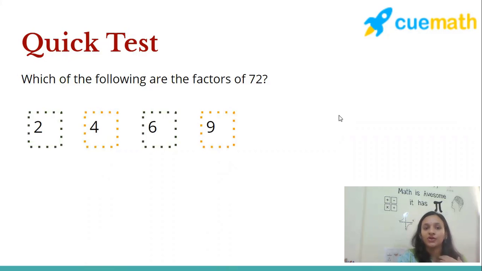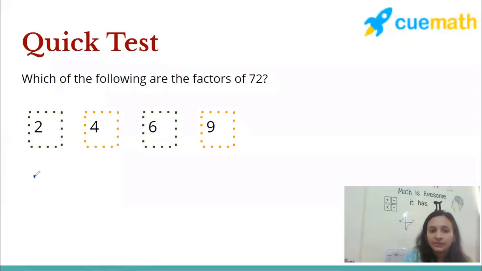Okay, so you have options as 2, 4, 6, 9. Out of these, which are all the multiples of 72? Sorry, the factors of 72. Yeah, so you need to find which are all the factors of 72. They might be 1, 2, 3, all, anything. How would you do it? You need to do the division. If you get the remainder as 0, then that means the given number is a factor of 72.